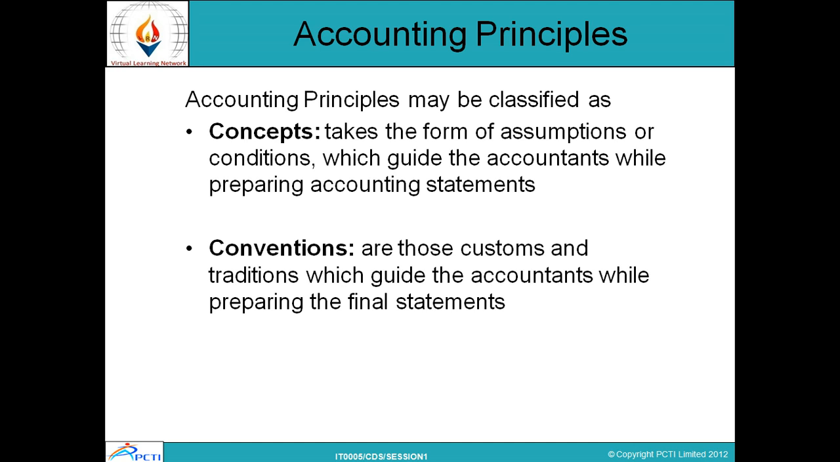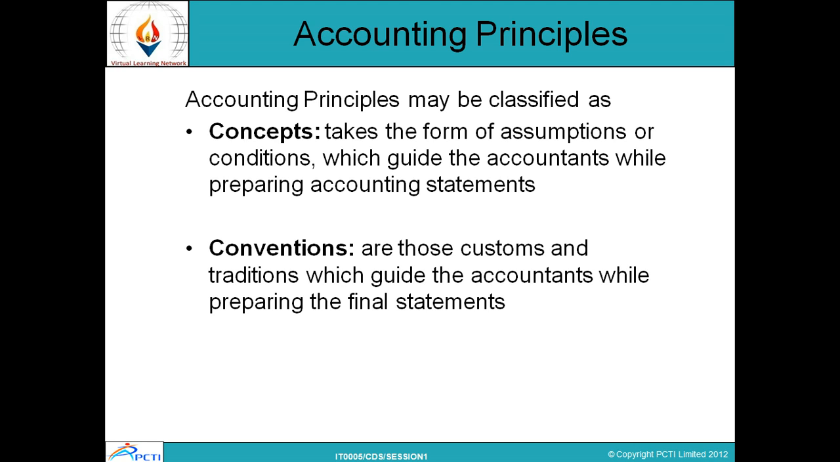So accounting principles can be classified into two parts. First is concept and convention. Accounting principles are basically the rules of action adopted by accountants universally for recording transactions. These principles are doctrines associated with the theory and procedures of current accounting practice, right? As I said, the principles can be classified in two ways, that is concept and conventions.